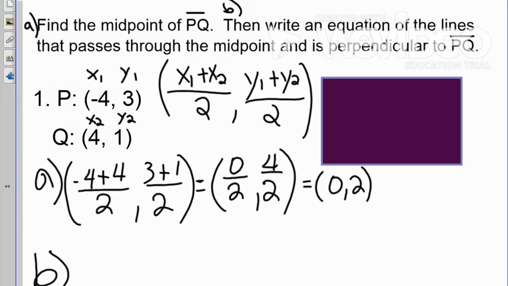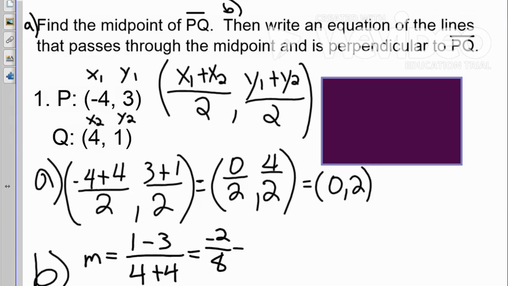So we know that our midpoint is the point that it goes through, but we need to find the slope first. To do that, m is equal to 1 minus 3 over 4 plus 4. So that is negative 2 over 8, which equals negative 1/4. If you're wondering how I got those points, again, we're just using these points here from the first one to get our slope.